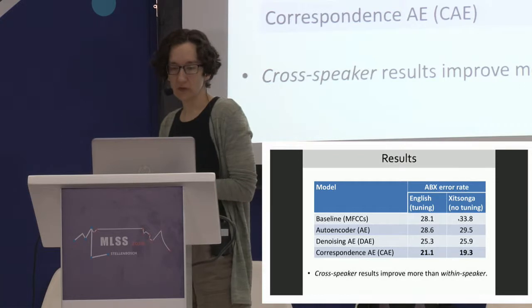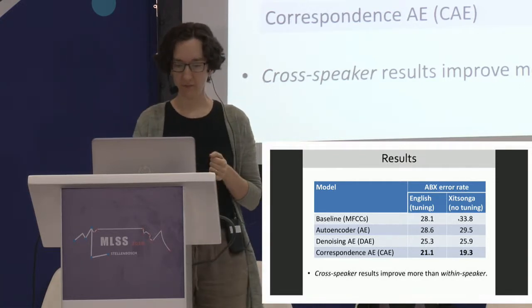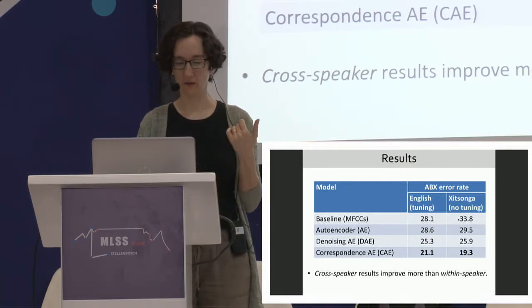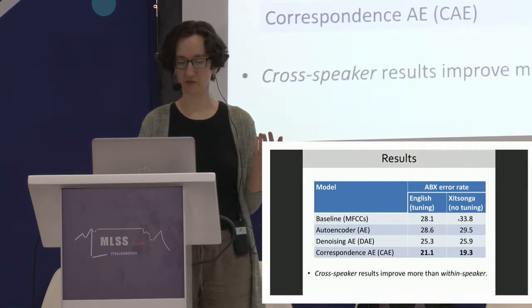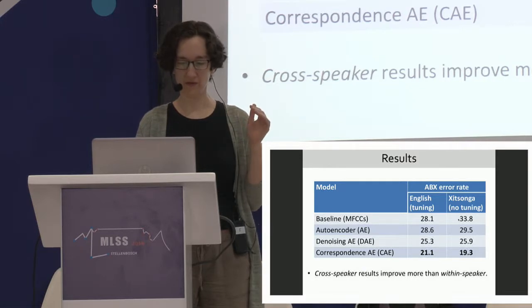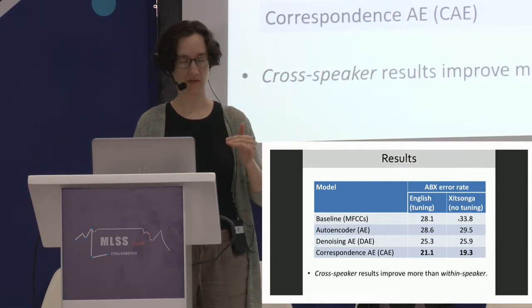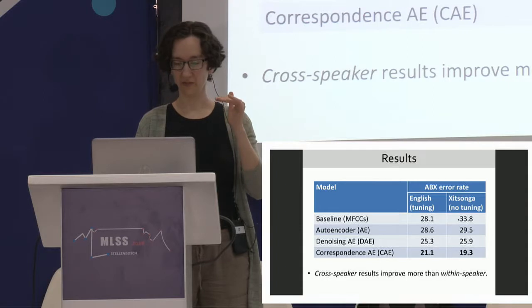And so if you look at the results that we got, right, so we compared the MFCCs, which is the kind of traditional features, with a regular autoencoder. These are error rates, right? So lower numbers actually means better, right? So you can see that actually the autoencoder is helping in some cases.